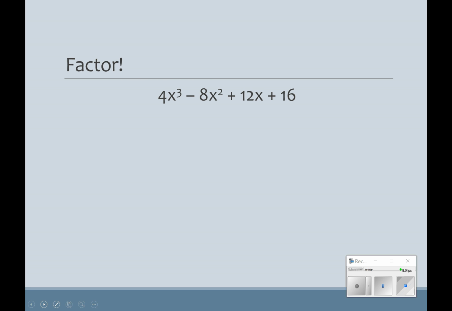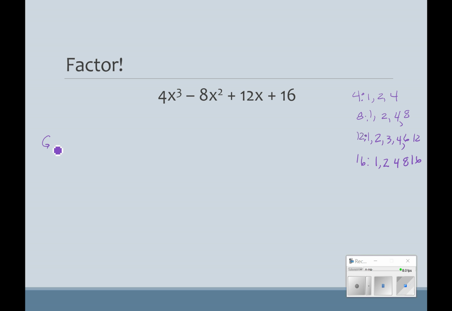So let's look at another example. This time I've got 4 terms, and hopefully you guys can see that the greatest common factor is 4. If not, you need to talk to me, but think about it. The factors of 4 are 1, 2, and 4. The factors of 8 are going to be 1, 8, 2, and 4. The factors of 12 are 1, 12, 2, 6, 3, and 4. And then of 16, they're 1, 16, 2, 8, and then 4. So my greatest common factor that they have in common is 4.